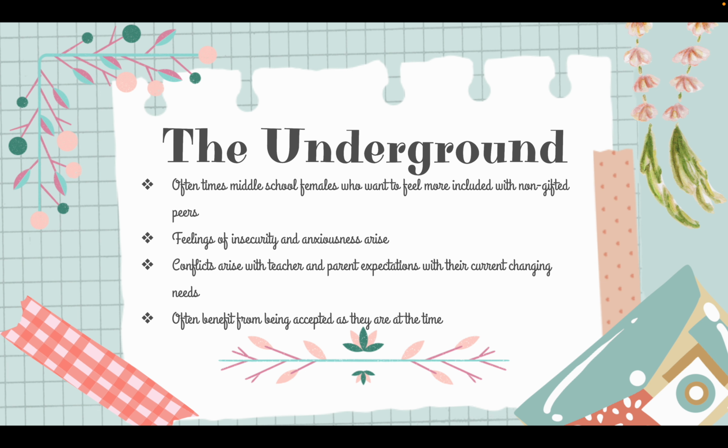The next type we have is the underground. These students are oftentimes middle school females who want to feel more included with non-gifted peers, have feelings of insecurity and anxiousness, have conflicts arise with teacher and parent expectations with their current changing needs, often benefit from being accepted as they are at the time. It is important that during the time of transition, alternative ways of meeting academic needs should be attended to in order to help these students reach their long-term goals.